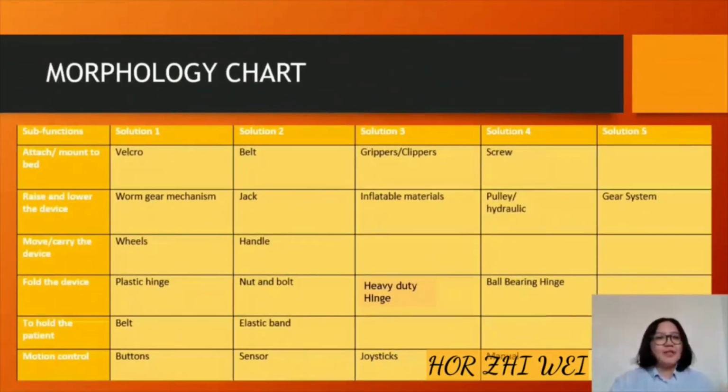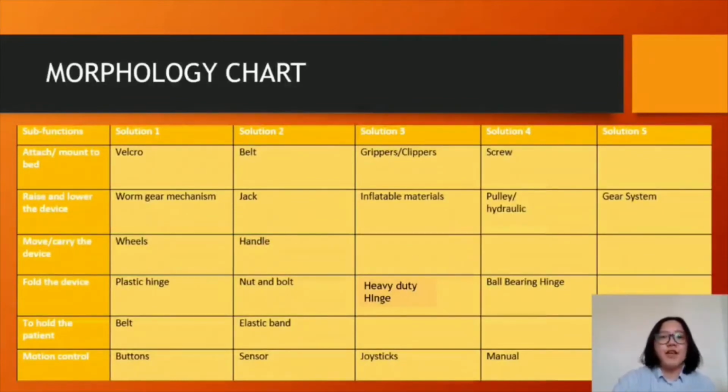Next, I'm going to explain about the morphology chart. There are 6 sub-functions in this morphology chart, namely attach or mount to bed, raise and lower the device, move or carry the device, fold the device, hold the patient, and motion control. There are a few solutions for each sub-function. For the first sub-function, there are 4 solutions, which are Velcro, belt, ripples or clippers, and screw.